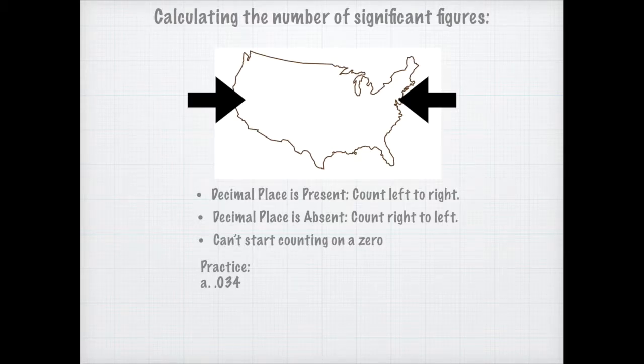So for example, for 0.034, the decimal place is present, so I am going to count from left to right. Now, I start with the very first number that is provided to me, which is a 0. But remember, you can't start counting on a 0, so I'm not going to include that one. So I only have 2 significant figures for this measurement.